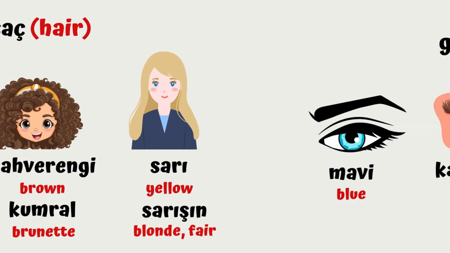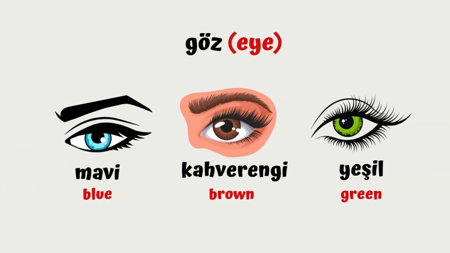And let's move to göz, which means eye, and we're going to talk about the eye color here. And we have 3 adjectives. They are mavi, kahverengi, yeşil.